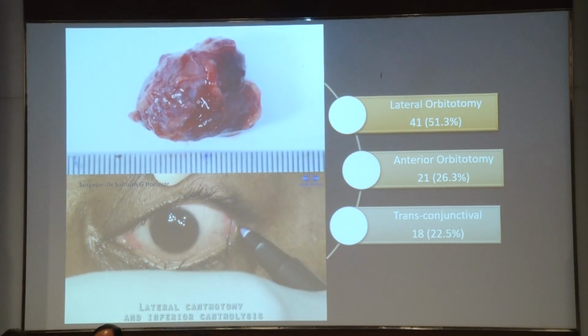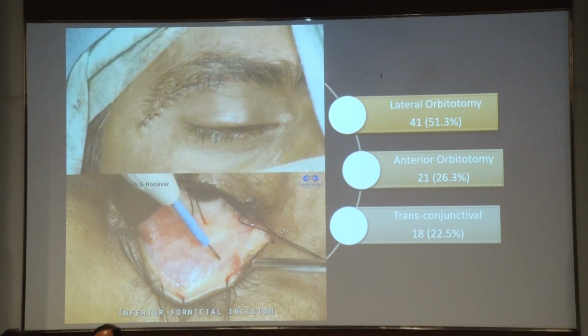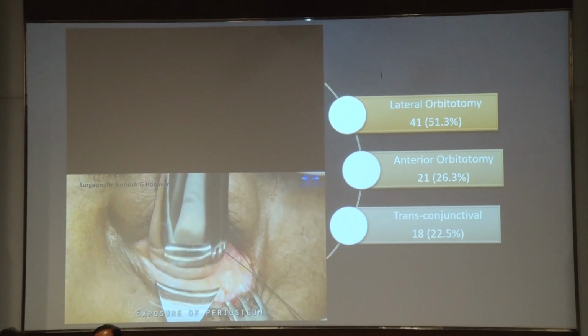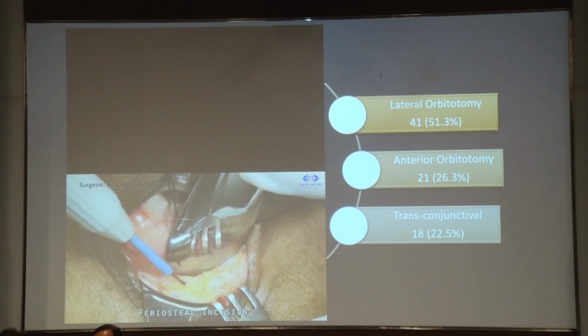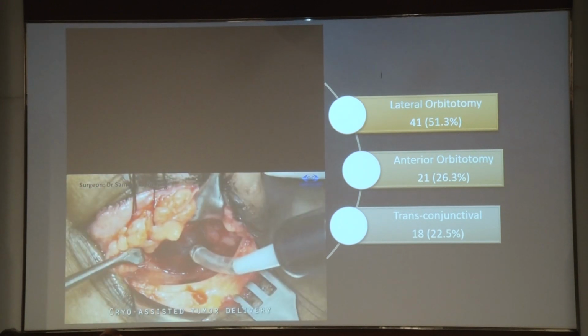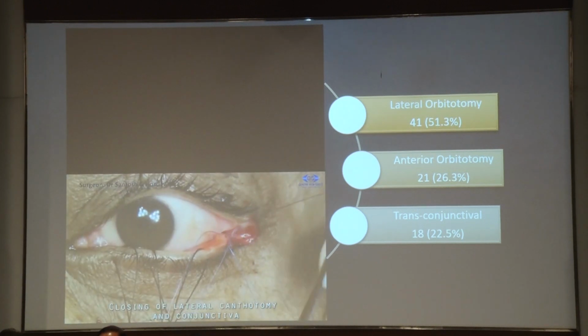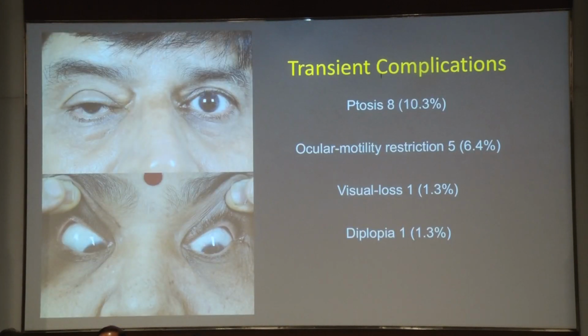Similarly, we had to take care of the cosmetic aspects of the patients, and we did the transconjunctival approach, where the inferior fornix is approached, and after periosteal incision and dissection, again, it was visualized well, and cryo-assisted tumor delivery was performed. Transient complications were seen, that is ptosis in a few cases, ocular motility restriction, visual loss, and diplopia.